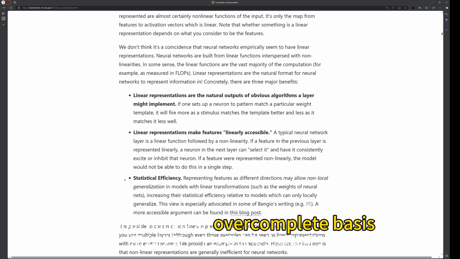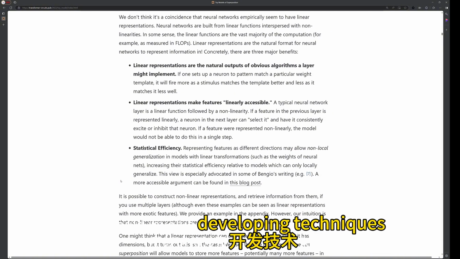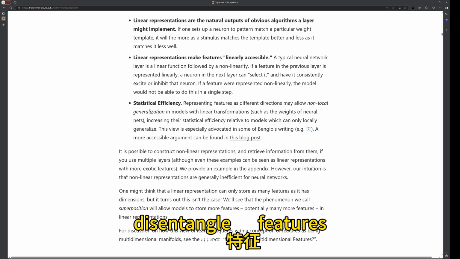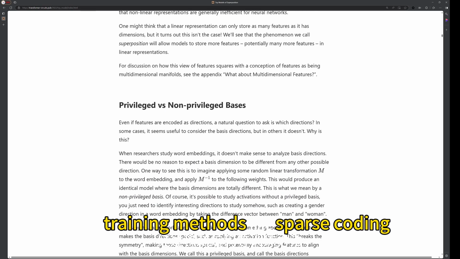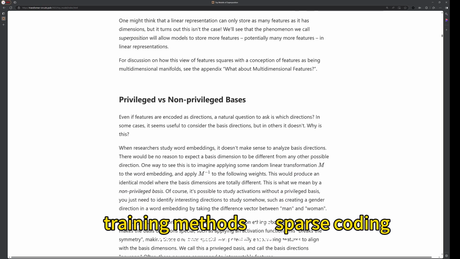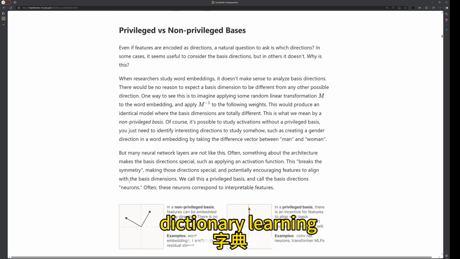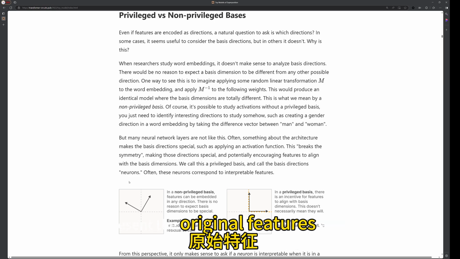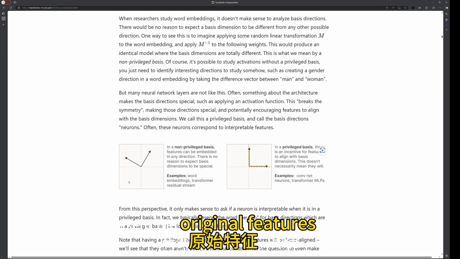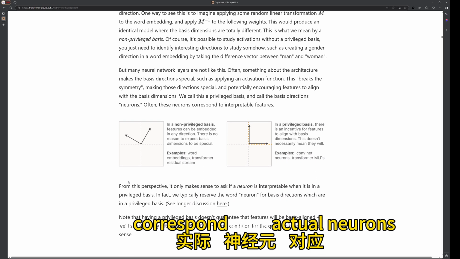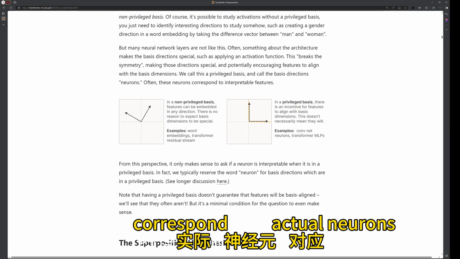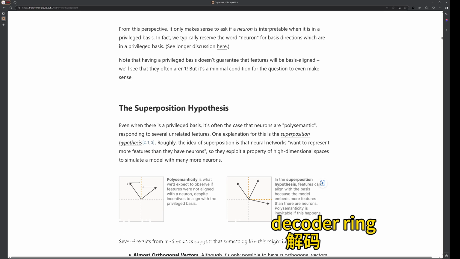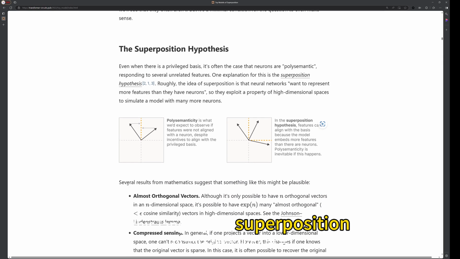So what about finding an overcomplete basis then? That would involve developing techniques to disentangle the features after training, using methods like sparse coding or dictionary learning to find a set of virtual neurons that represent the original features, even though they don't correspond to the actual neurons. Exactly, like we were talking about before. It's like we're building a decoder ring for this language of superposition.